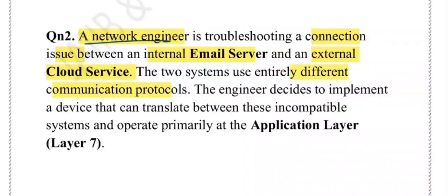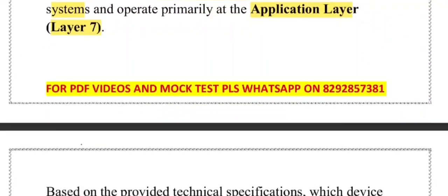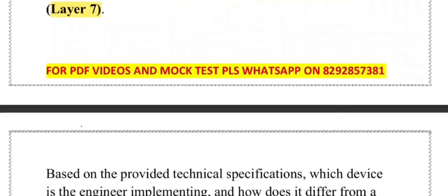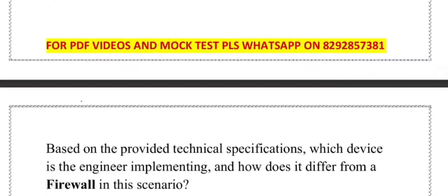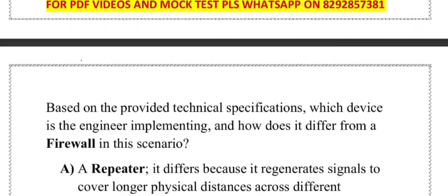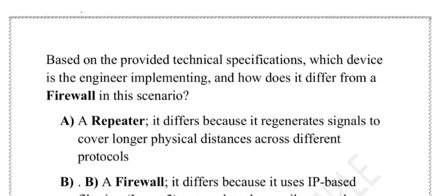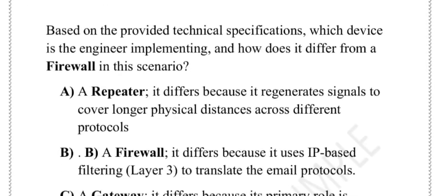To solve this, the engineer decided to implement a device that can translate between incompatible systems. This works mainly at the application layer, that is layer number 7. That's the peculiarity of this particular device. So the question is very simple: which device does the protocol translation at layer 7, and how is it different from the firewall?